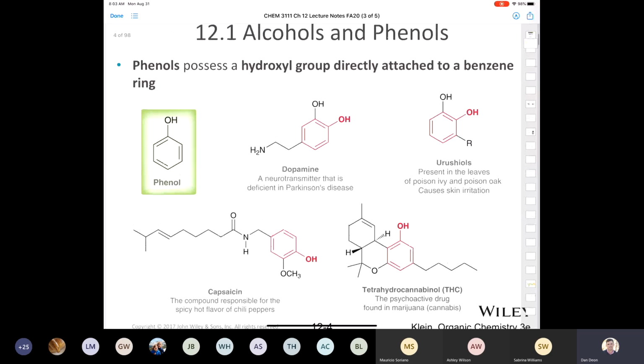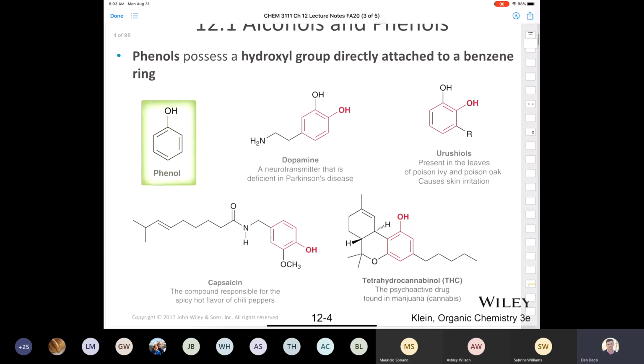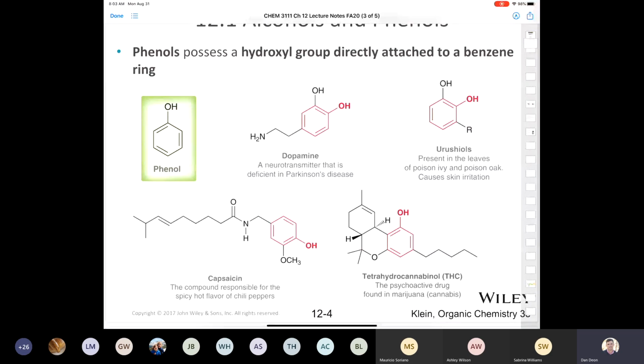Also, phenols possess a hydroxyl group directly attached to a benzene ring, and it's found in compounds like dopamine. Everybody, I'm sure, is aware of what dopamine is. Also, it's found in THC, which is found in marijuana, of course, and capsaicin, which is a spicy compound responsible for the spicy hot flavor of chili peppers. It's also found in compounds in things like poison ivy and poison oak that cause some irritation on your skin. So phenols and alcohols, we got that.